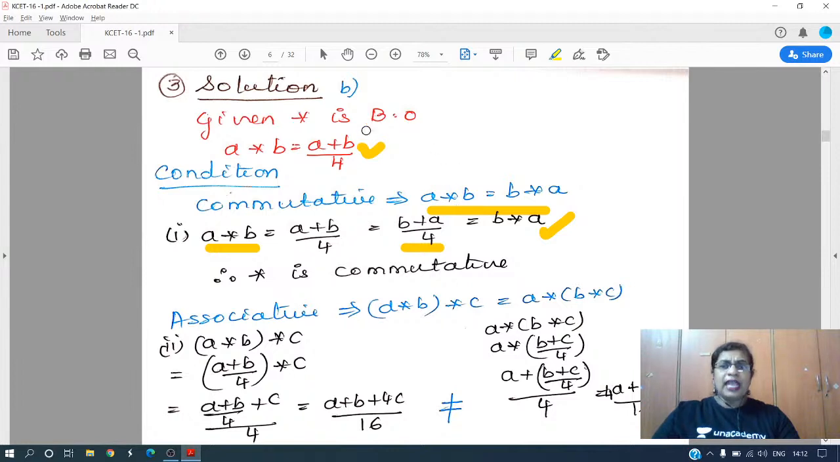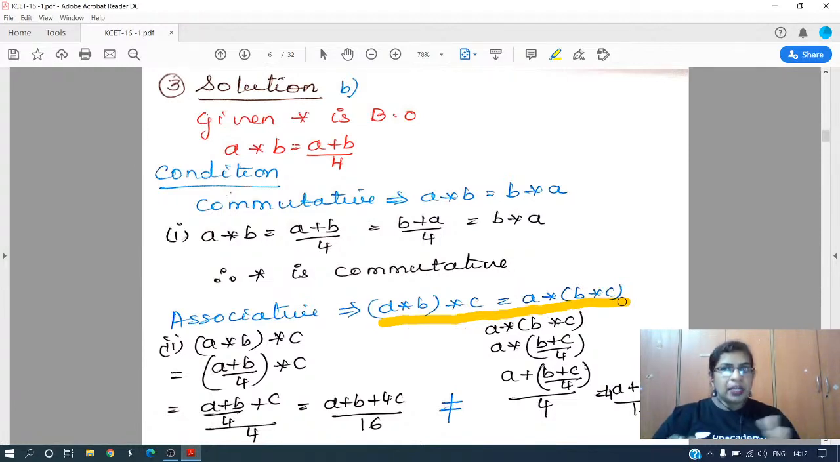Now let us go for the associative property. What is the associative property? I need to prove that (A star B) star C is equal to A star (B star C). So let us start from one side and then go to the other side. Later we will check whether both sides are equal. Is this clear? Yes. Okay.